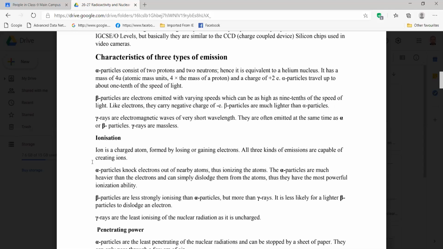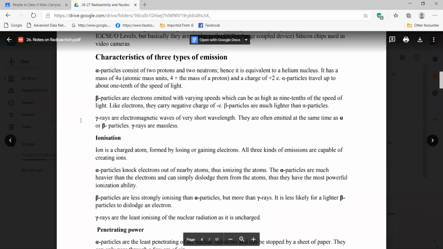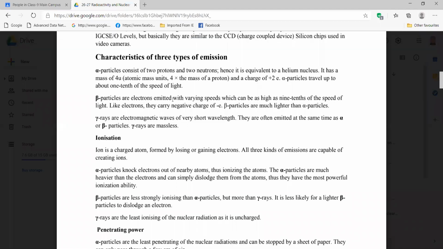They are also one kind of emission from the radioactive particle, and they are also particles available. Sometimes we have these particles inside the nucleus. So here, beta particles are electrons emitted with varying speeds, which can be as high as 9/10 of the speed of light.